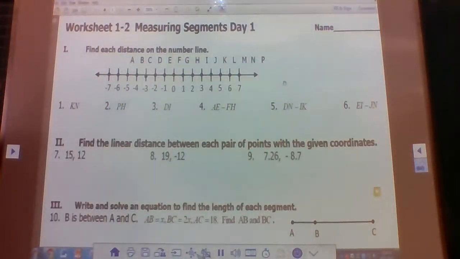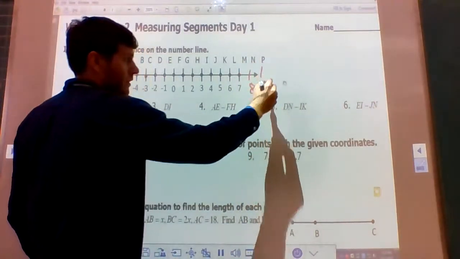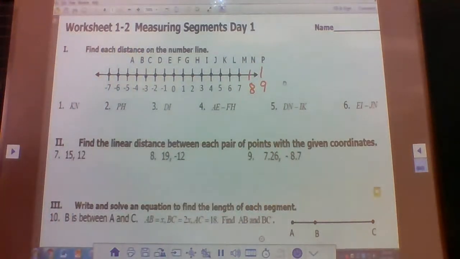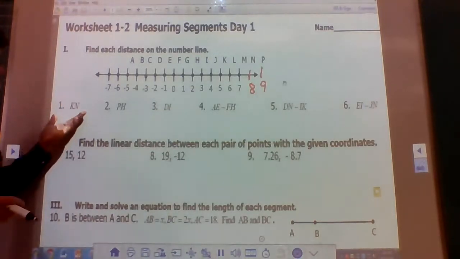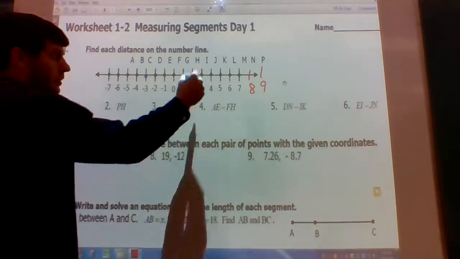Okay, this is the segment addition practice. Okay, there should have been 8 and 9 here. So for the first 1 through 6 here, we're using the ruler postulate to find the distance between the two points. So number one here, we have points K and N.